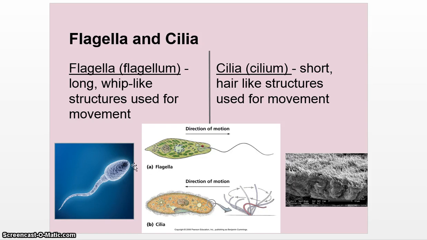This is used for movement. So here's a sperm cell. If you can't remember what a flagellum looks like, remember a sperm cell. That has a flagellum. That will remind you of it immediately. It's a sperm cell. But it's not just sperm cells. Like here is a flagellum on a protozoan. That's a euglena. The job of this is to kind of whip back and forth to make the cell move.